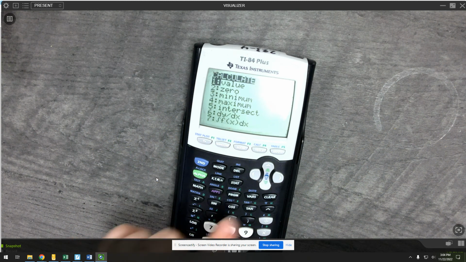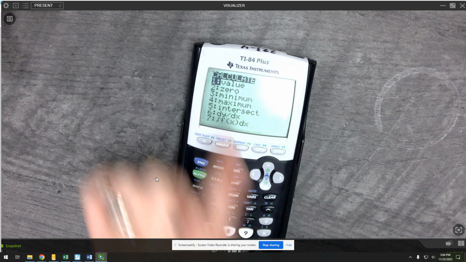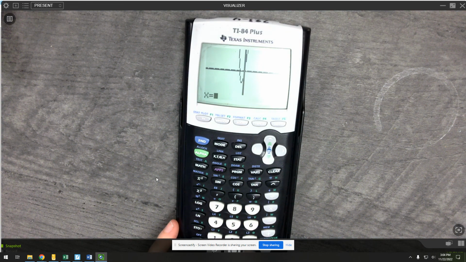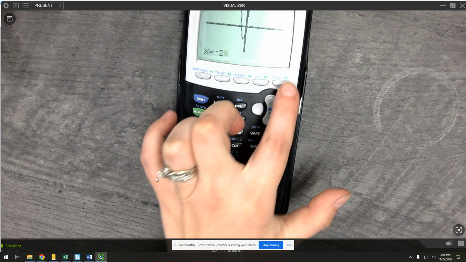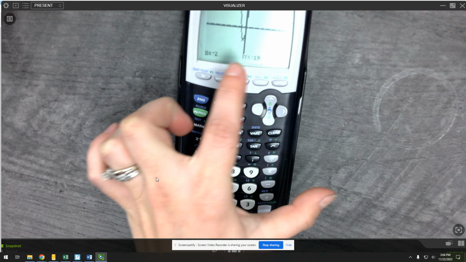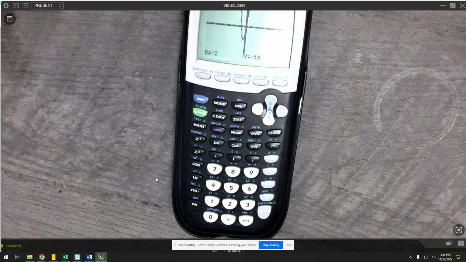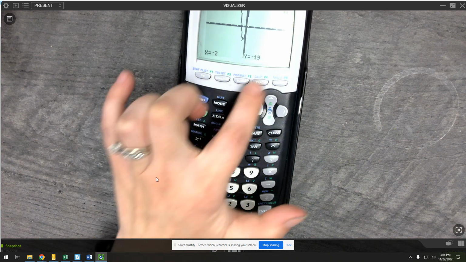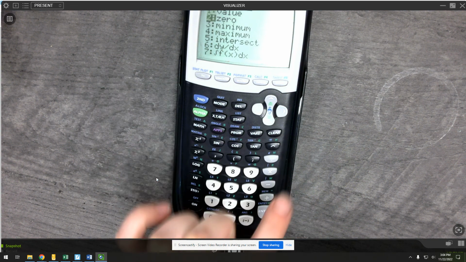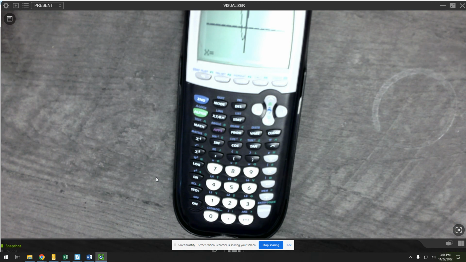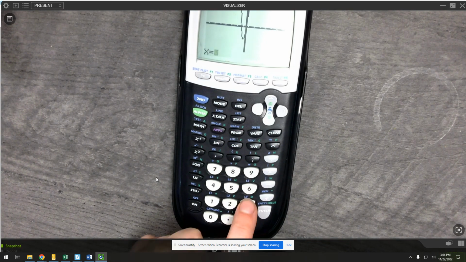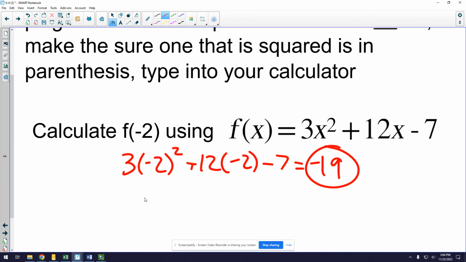Second trace, value. What is my x value? Negative 2. Enter. My answer, negative 19. So if I ask you to find f of 7, f of 9, f of whatever, second trace, value, whatever x value. F of 3 is 56. But I need the work in this lesson. Calculators are just to check it.